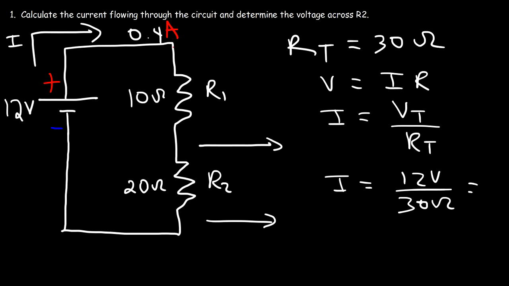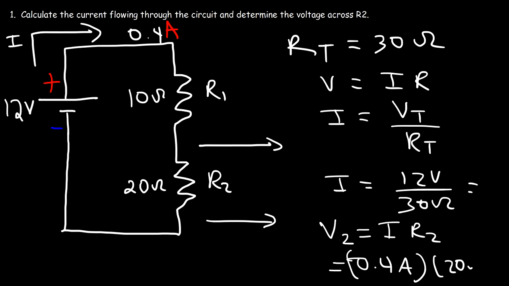Now, to calculate the voltage across R2, we could use V equals IR. So V2 is going to be the current in the circuit times R2. So that's 0.4 amps multiplied by 20 ohms. And so V2 is 8 volts. So that's the voltage across R2.